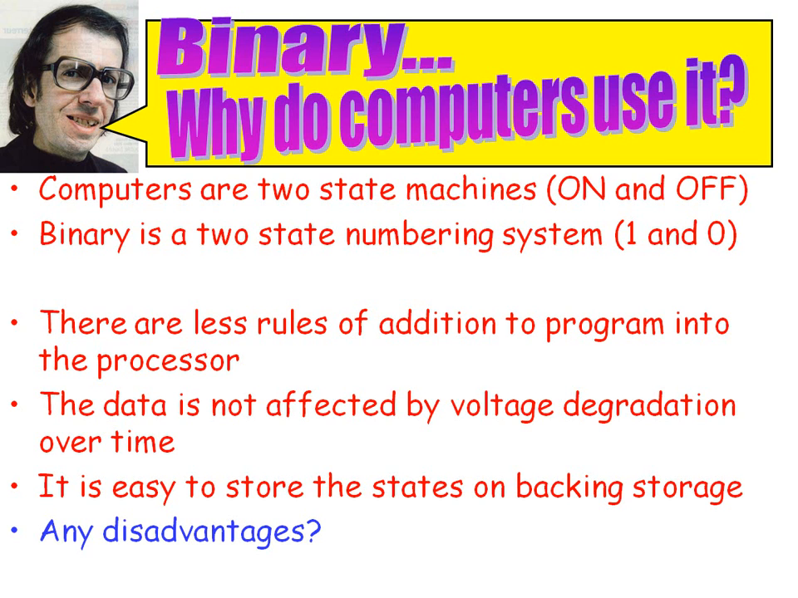Data is not affected by voltage degradation over time. If you think of a piece of data being stored by an electrical signal, an electrical charge, that electrical charge is going to drain over time, so the value that it would store if it was decimal would change over time. But if it's just 0 and 1, even if there's still a slight charge, then it will still recognise that number as a 1. Another advantage is that it's easy to store the two states on backend storage, as opposed to trying to store the 10 different states if we were using the decimal numbering system.